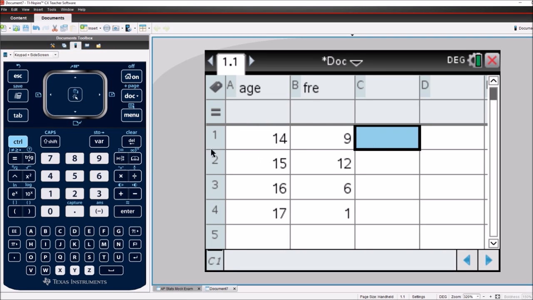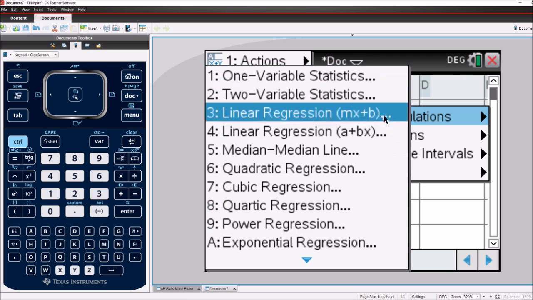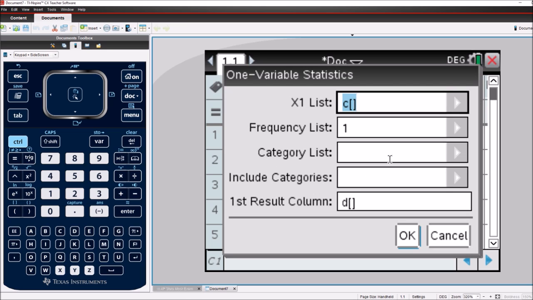And then I'm going to come over here just like we did last time, and I'm going to go to one variable statistics again, because really I'm looking for the same types of statistics. I just have a different little bit of information here. So how many lists do I have? A lot of people get this wrong, guys. A lot of people are going to select 2. That's not right, because what this is really asking you is how many variables do you have? Frequency is not a variable. It's a descriptor of how many people have the age, but it's not its own variable. So we're going to leave that alone.